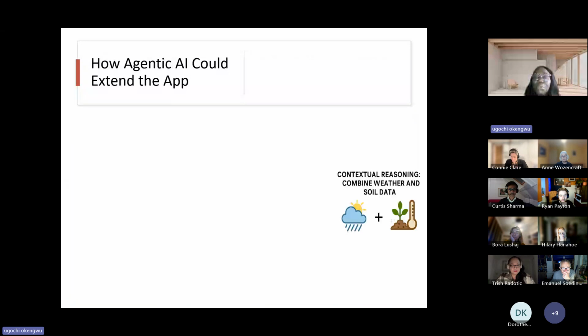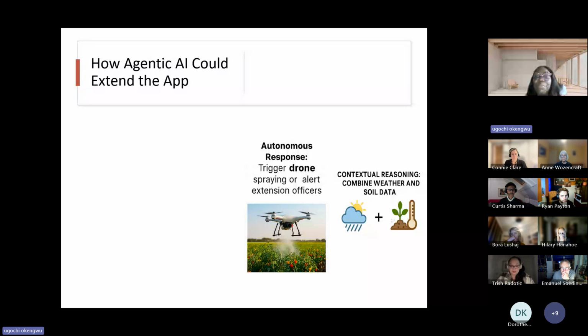In this context, it will be able to do what we call contextual reasoning. It will combine different sources of data, in real time, and be able to give you decisions, autonomous response. It will be able to trigger drones, spraying, or alert an extension officer, just like what I said before.